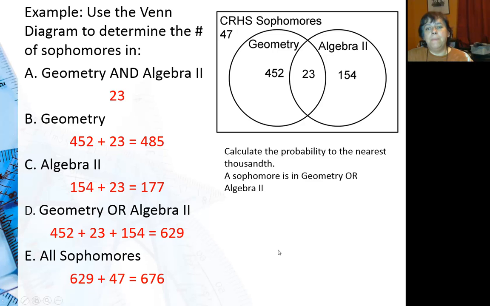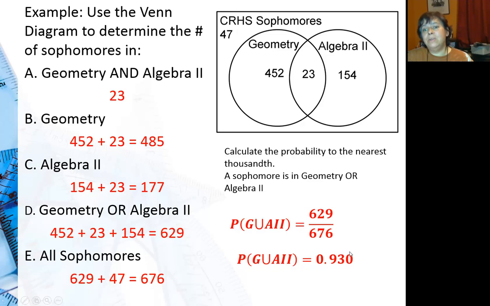Finally, we're going to figure out the probability that sophomores are in geometry or algebra 2. This is going to be our biggest one because that's our largest group. And that's the 629 over 676, or 0.930. And since I said the thousandths, even though that rounds to a 0, I put a 0. I always show a digit for the place value I say. And if I just use this as a percent, you can see 93% of the sophomores are in geometry or in algebra 2.